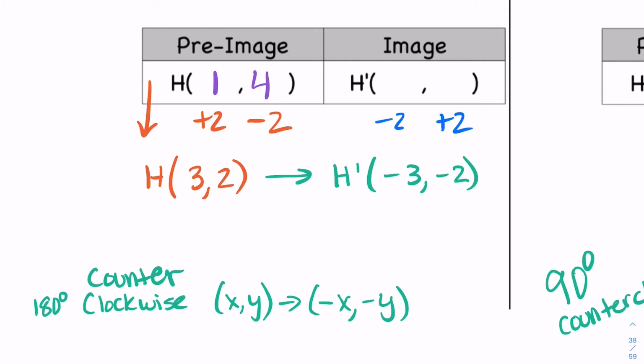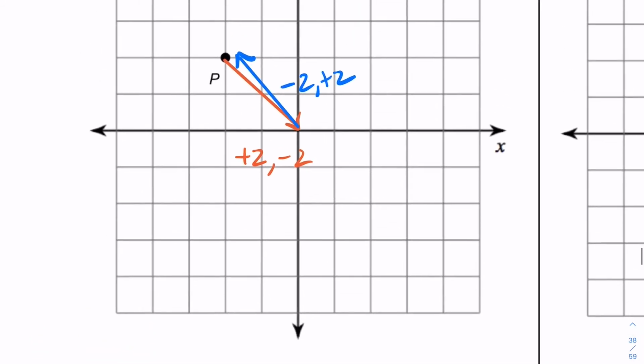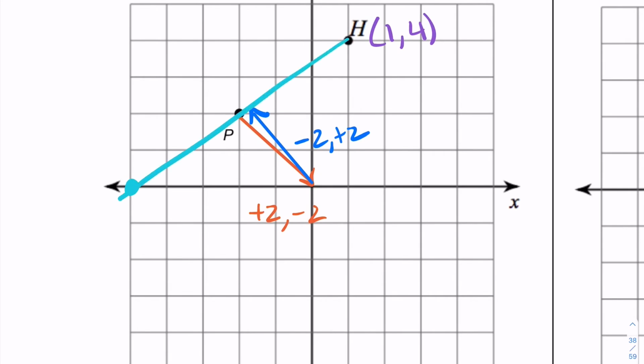That's a lousy arrow. There we go. And lastly, when I add the 2 and the 2, I'm going to get, no, I'm sorry, negative 3 and add 2, negative 2 and add 2. We get negative 1, 0. Look at that. That is a 180-degree rotation. It's right diagonal across. So H prime is negative 1, 0.